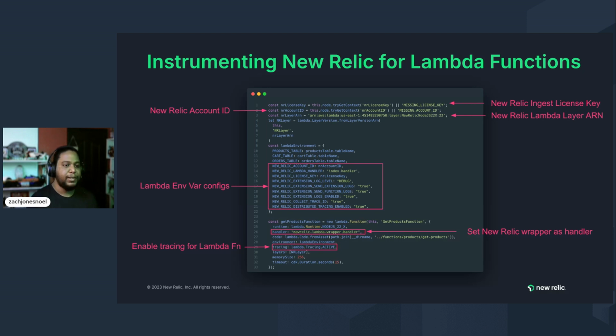A simple example is one of the CDK applications that I have, where you have to configure certain credentials, certain environment variables, and different configurations for your Lambda functions, such as your handler, enabling active tracing by setting tracing to active, and also making the right decision about your memory and timeout for your Lambda function's execution.